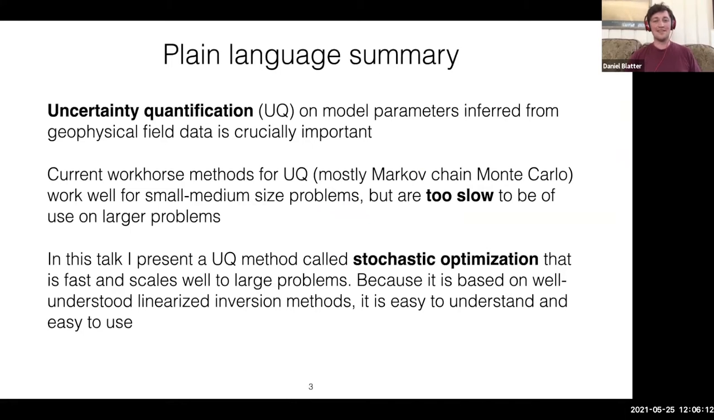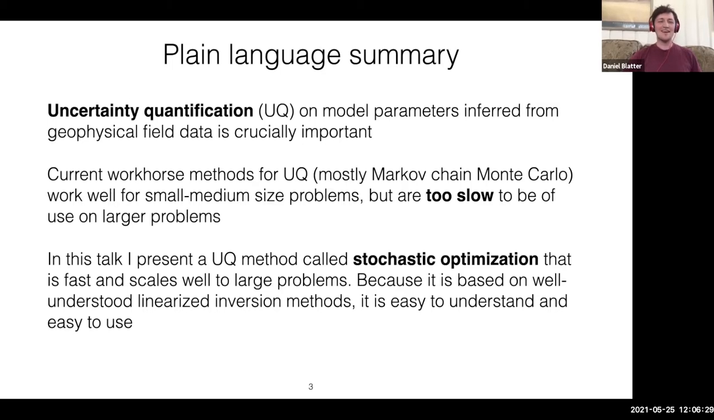I'm a big fan of plain language summaries. So they really help me to understand papers that are not exactly in my field. It really helps me to sort of branch out. So for those of you who are not into Bayesian inversion, here's my plain language summary. If you get nothing else from my talk, I hope you take away these points.